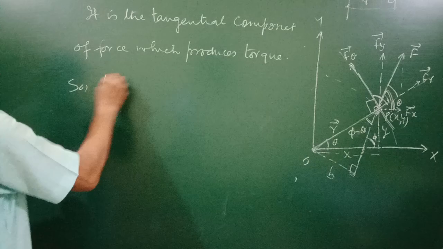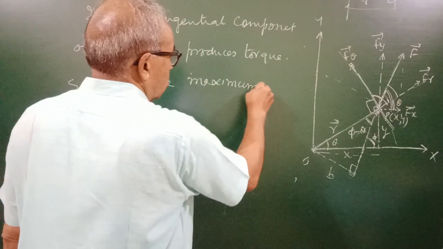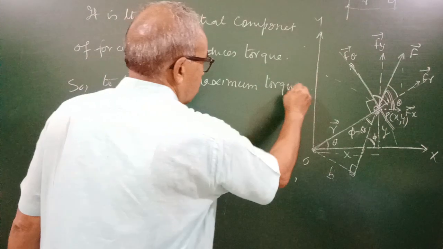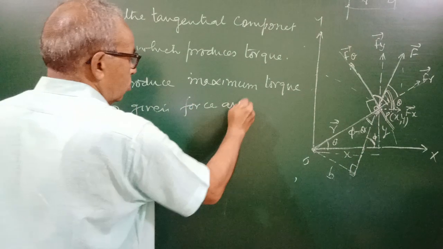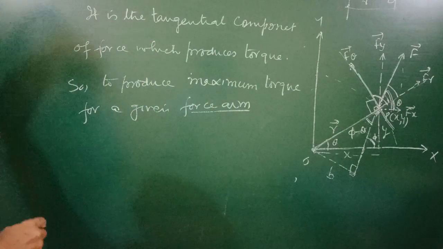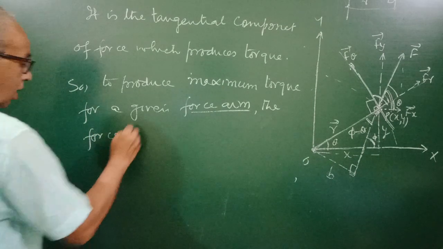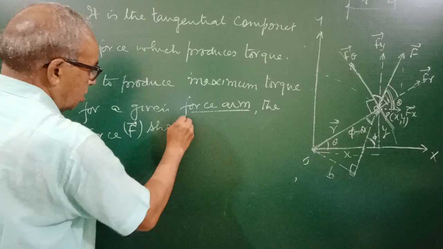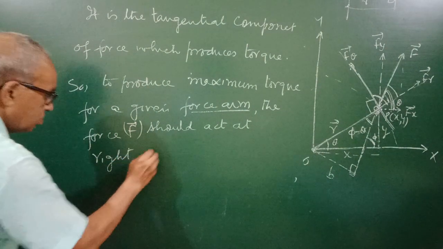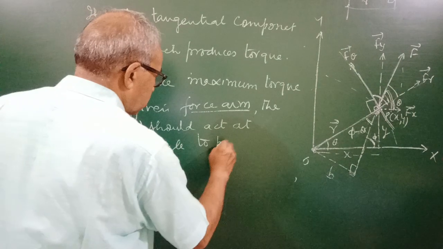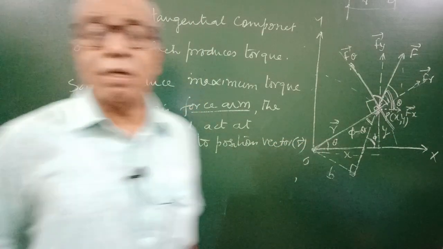So to produce maximum torque for a given force arm, you understand now, the perpendicular distance of the line of action from the axis of rotation, the force F should act at right angle to the position vector. The tangential component of force produces the torque, you know.